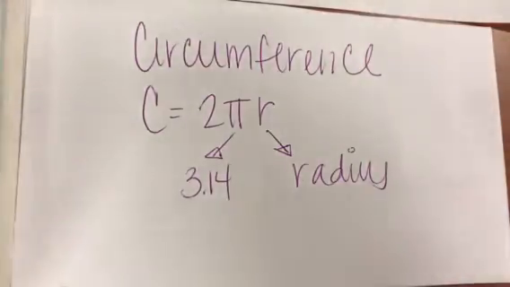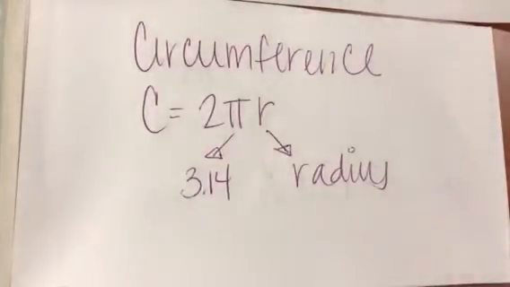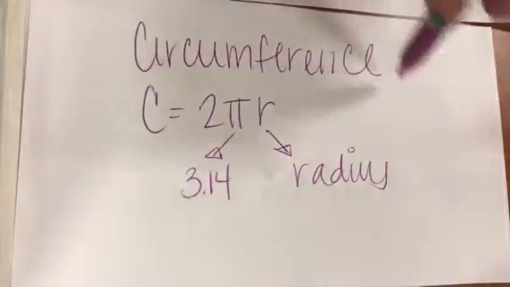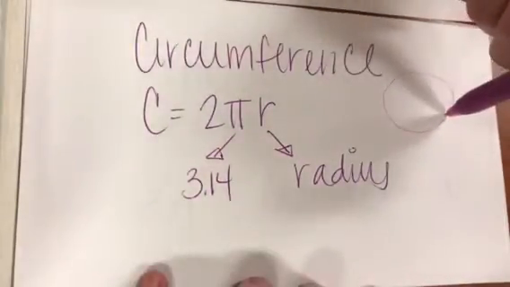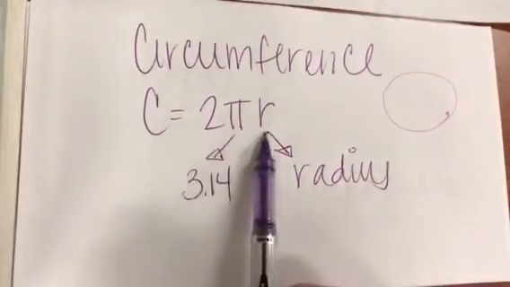Anyway. So, circumference is around the circle. It's basically the perimeter of a circle. It's the distance from one point all the way back to where it ends again. So we've got circumference equals 2 pi r.